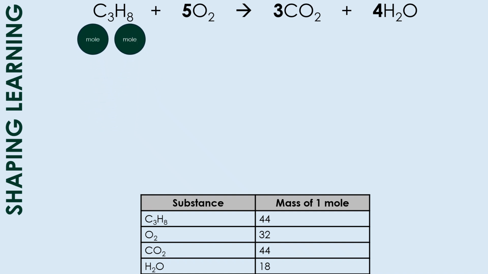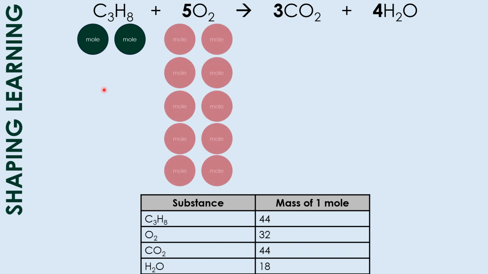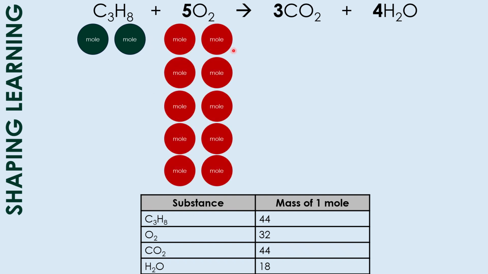So 88 grams of propane is 2 moles of propane. Now that will then react with a certain amount of oxygen. Now 1 mole of propane reacts with 5 moles of oxygen. So if I've got 2 moles of propane, that's going to react with 2 lots of 5 moles of oxygen, so 10 moles of oxygen.